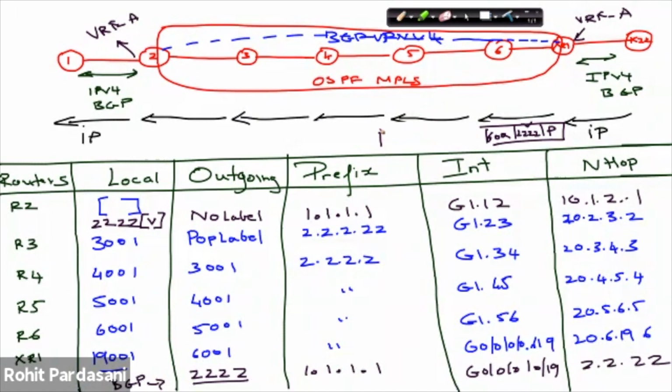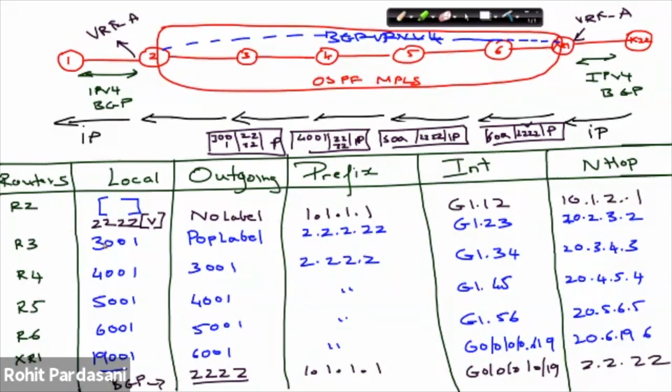R6 swaps the label. So IP remains the same, VPN remains the same. This would change to 5001. Same thing happens here. IP, this would be 2222, and this would be 4001. Same thing happens on R3. IP, 2222, and 3001. When R3 gets it, what does he see?